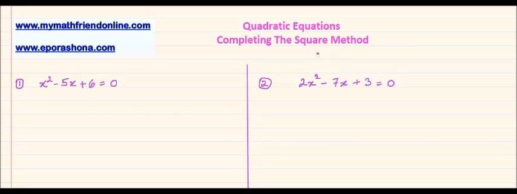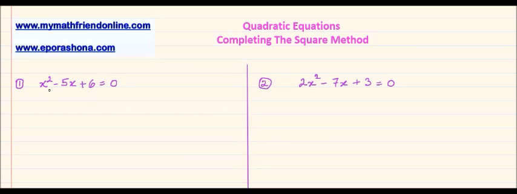Okay. So I have taken up two sums. x squared minus 5x plus 6 equal to 0. This is the first sum and this one is the second sum: 2x squared minus 7x plus 3 equal to 0. We will be solving both of these two sums by this completing the square method. Now, what is the difference between these two sums?